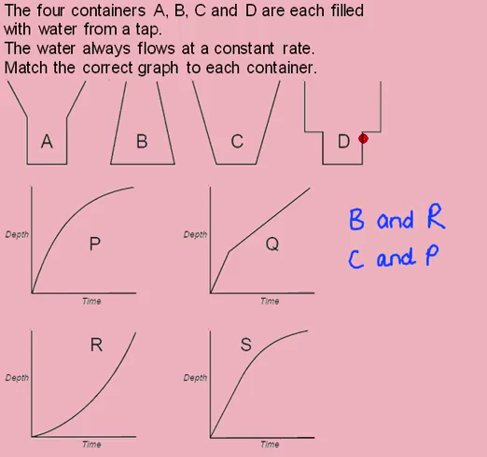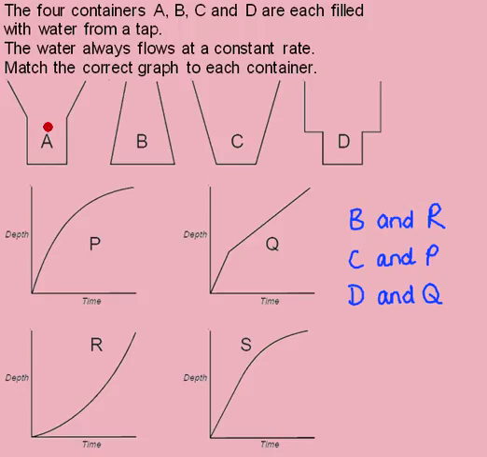In this container, it will fill at a constant rate in this section, and then a slower constant rate in this section because the container is wider. This matches this graph, which is only made from straight lines. So we have D and Q.